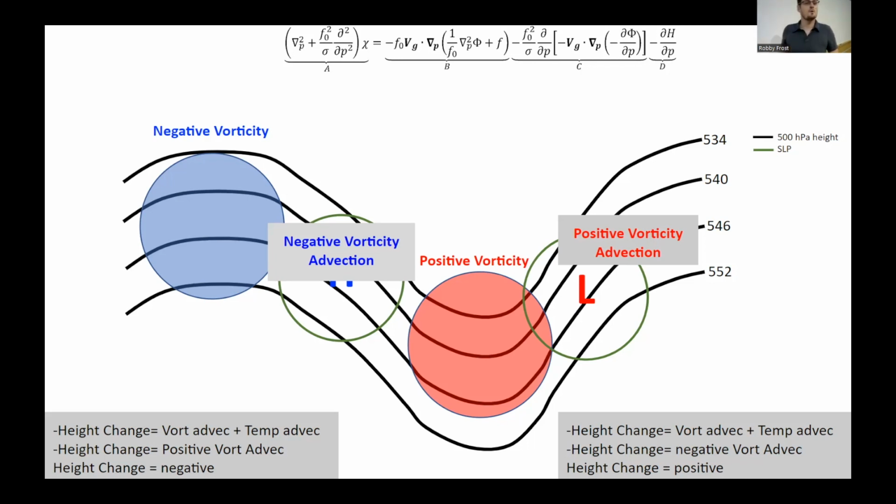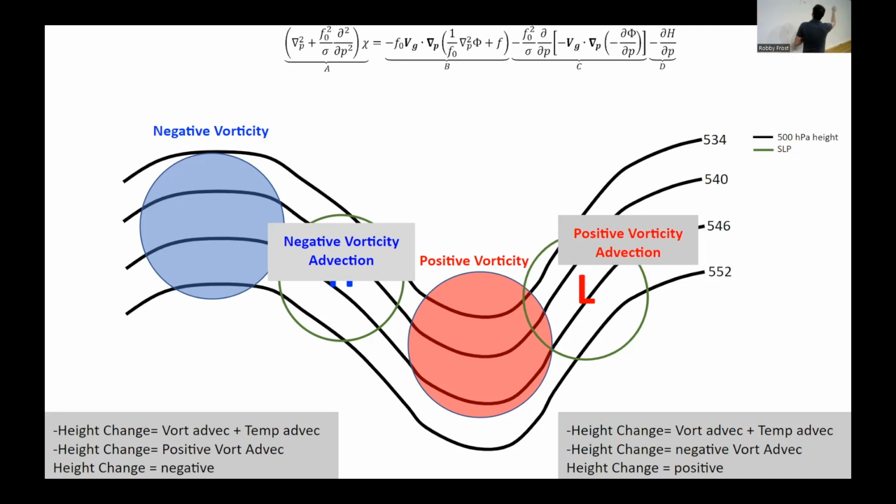We've got a really simple ridge and trough, right? So we've got our geopotential height lines. We've got a ridge here. We've got a trough here. So thinking about what we just talked about with vorticity, we're looking at where we would have those values.